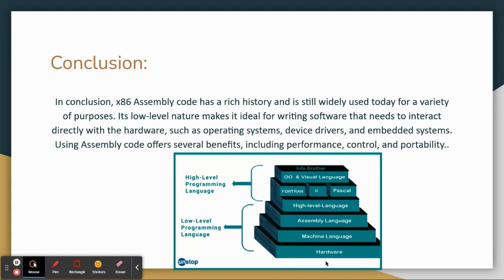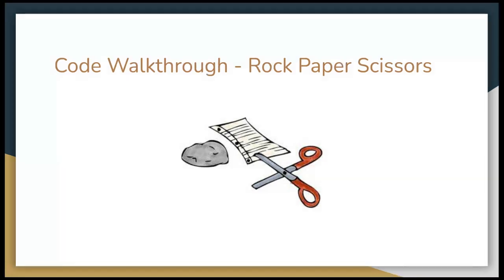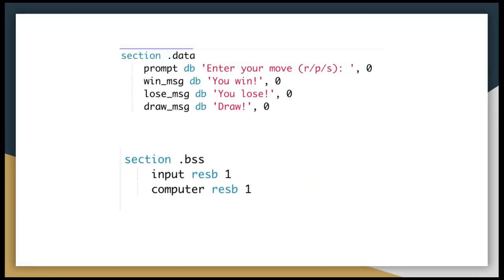Now we'll go through the code walkthrough on our rock, paper, scissors game. Now onto the code walkthrough. This section defines the data segment, which contains static data used by the program. Here we define 4 messages that will be displayed to the user during the game.